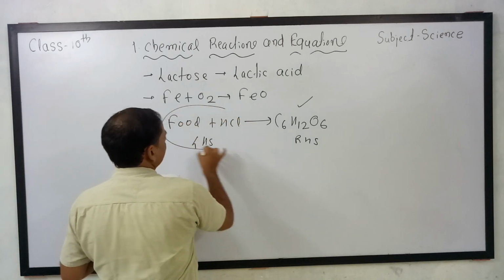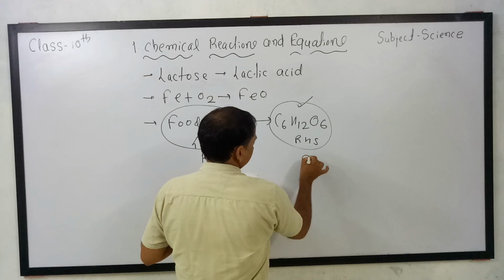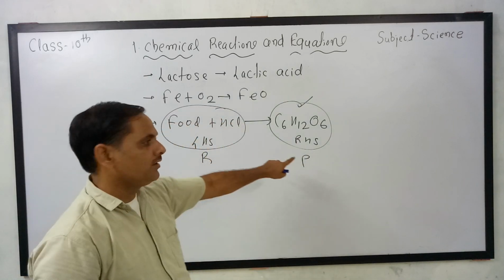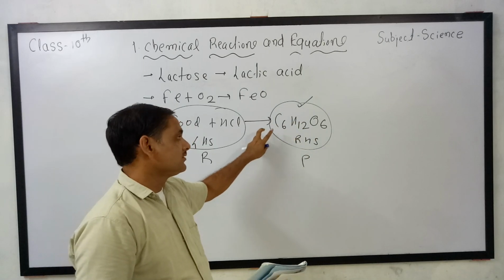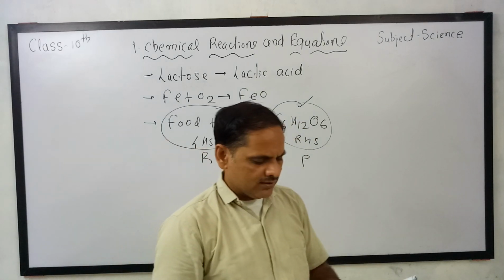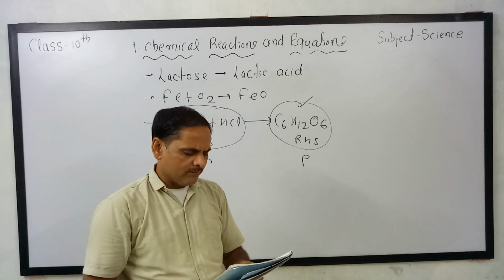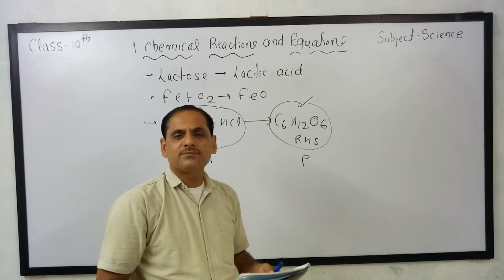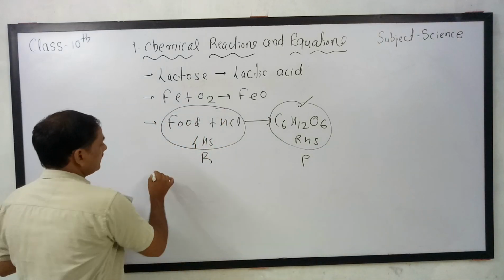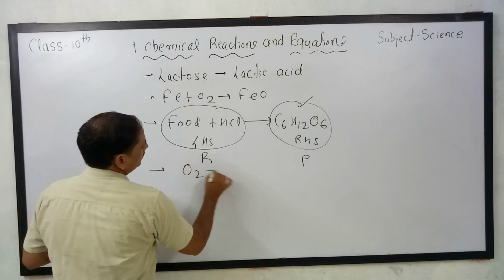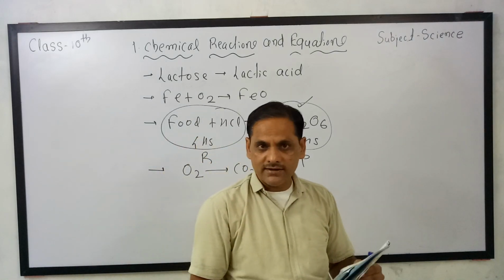This side is the reactant and this side is the product. Clear? Without a reactant, a product is not possible. This is also one type of permanent reaction, so it is also an example of chemical change: food getting digested in our body. Next example is we respire. Respiration means the respiratory system: we always take in oxygen and release carbon dioxide.